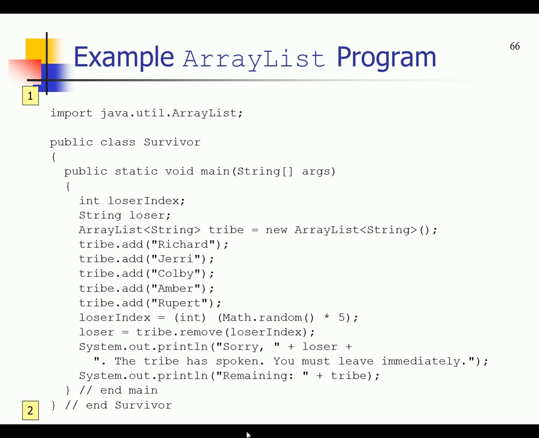So he randomly picks a number. Then the loser is equal to tribe.remove at that index number. So he randomly picked a number between 0 and 4. Then he removed him. Then he says, sorry, the tribe has spoken, you must leave immediately. Easy enough. There's an array list. We could very easily add more people to it too. Say we've got 5 elements there: Richard, Jerry, Colby, Amber, and Rupert. Could I just add more people on there quite easily?